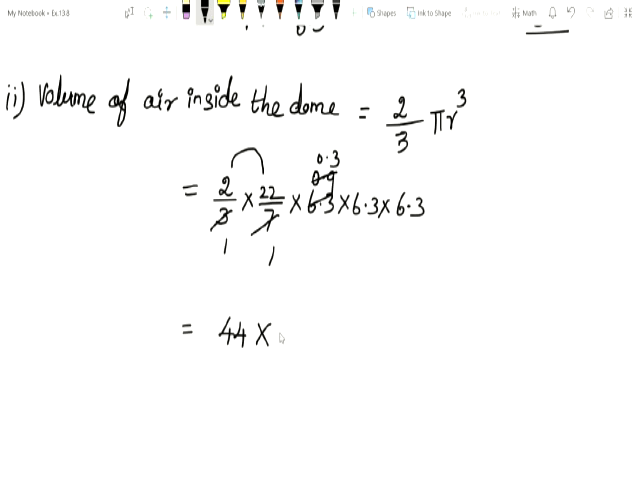into 0.3 into 6.3 into 6.3. Okay, now you multiply these two numbers. 3 4s are 12, remaining 1. 3 4s are 12, 12 plus 1, 13. Here 1 decimal is there, you keep here. 13.2 into 6.3 into 6.3.